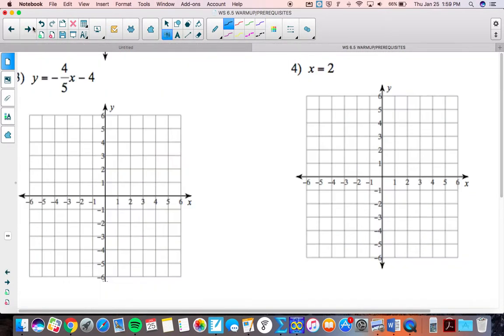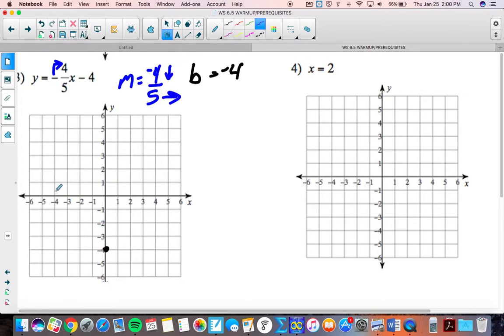So let's try that. I'm going to do number 3. So the y-intercept is -4. So boom, that's right here. From here, my slope is -4/5. This negative sign out in front could also go on top. And when I put it on top, it helps me see the directions I need to move. So I'm going down 4 and right 5.